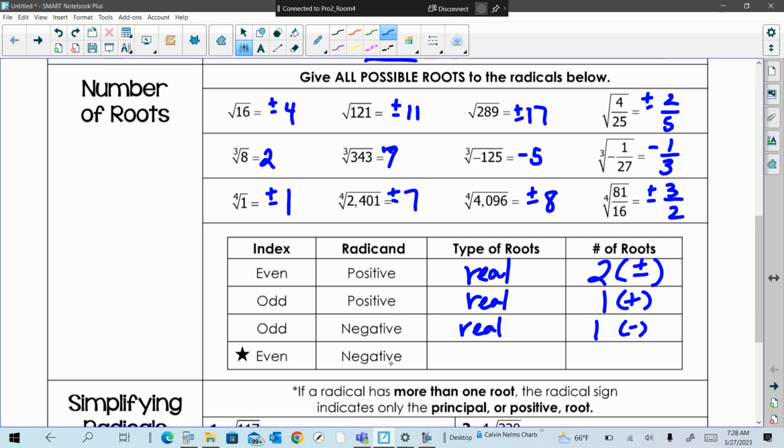If it's odd and negative, still you have a real root, 1 root, and it would be negative. But if it's even and negative, then it's not real. It's what we call imaginary. Sorry, I misspelled that. But you're still going to have 2 imaginary roots, 1 plus or minus. Okay.